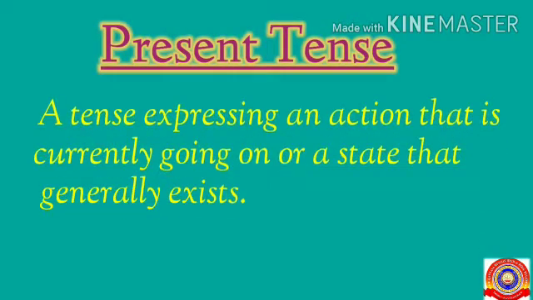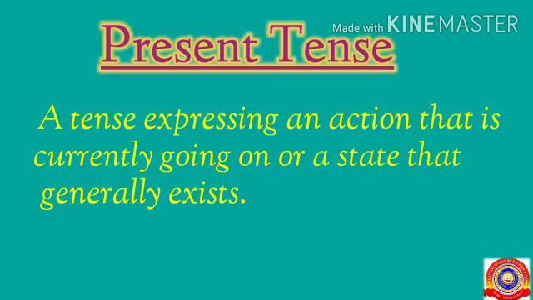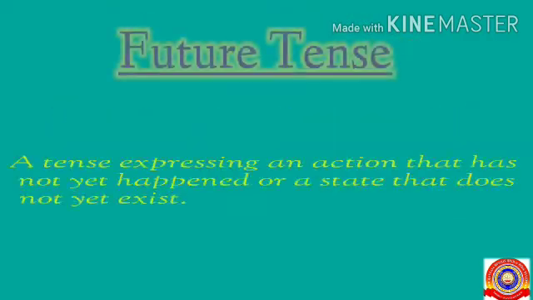What is present tense? A tense expressing an action that is currently going on or a state that generally exists. For example, David is playing cricket. Here, playing cricket is an action that is currently going on. The sun rises in the east. It is a general truth.